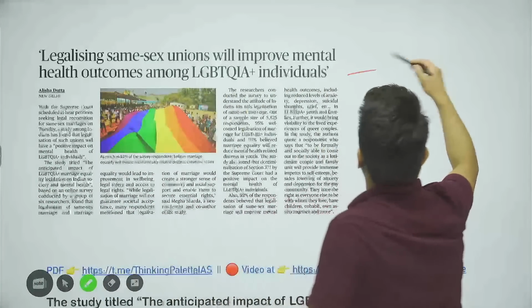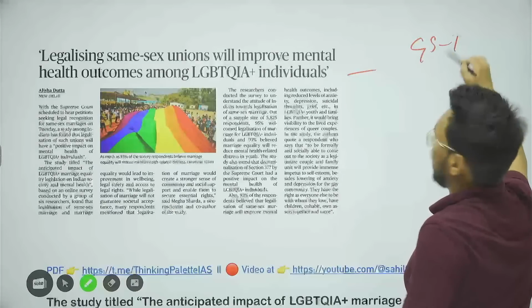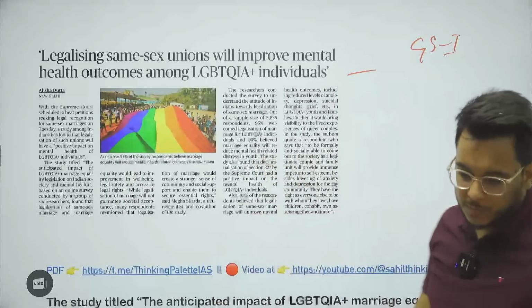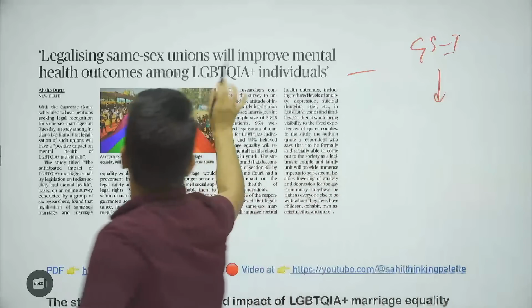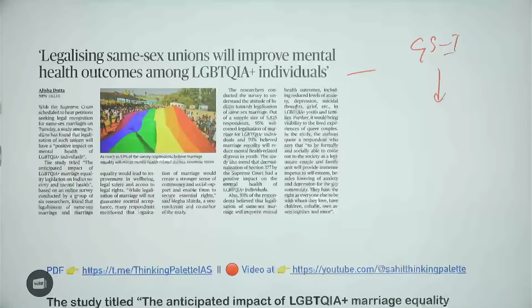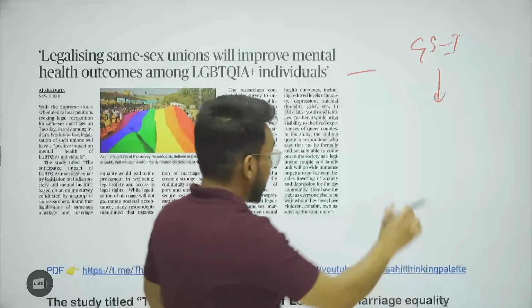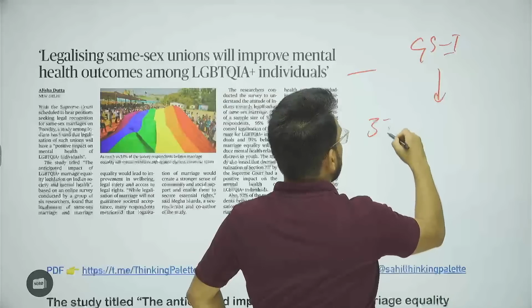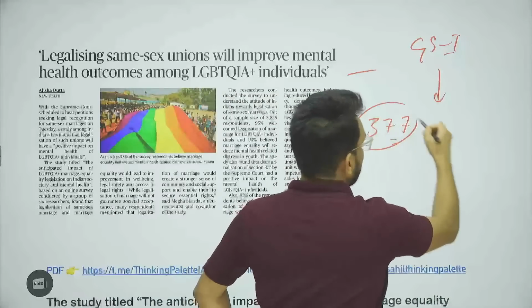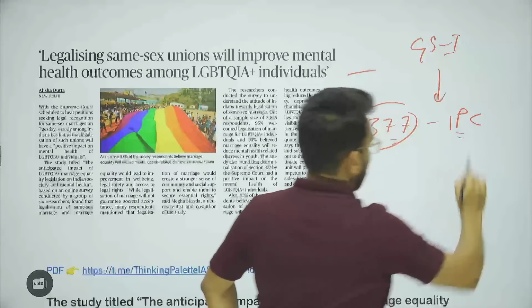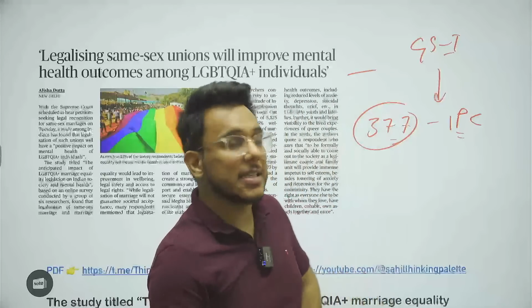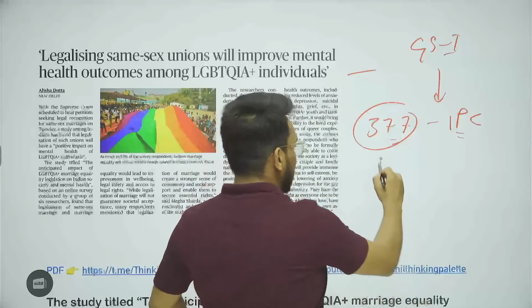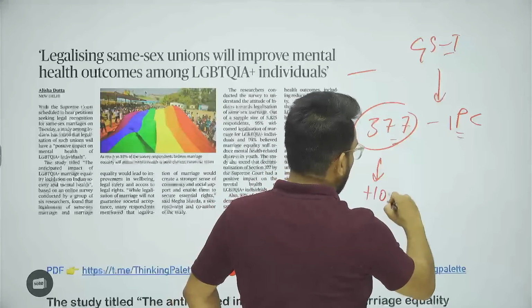This particular article we will see with respect to GS paper number 1, social issues. GS paper number 1, social issues. Now, understand this particular thing. Legalizing same-sex unions will improve mental health outcomes. First of all, guys, Section 377 of IPC, you need to know about it. Section 377 of IPC. Now, Section 377 was brought in the 1860s, and Section 377 criminalized homosexuality.